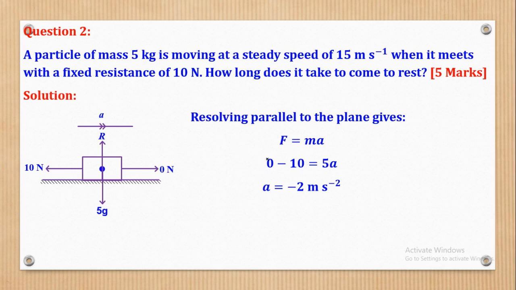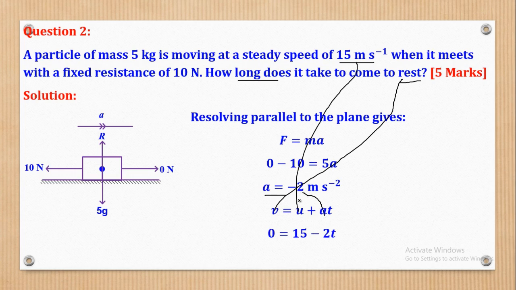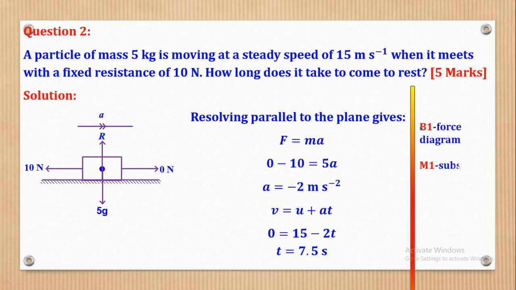Now that I've got a and I know u and I also know v, that means I can get the time taken. From the first equation of motion, my v is 0, my u is 15, and a is negative 2. When I substitute and make t the subject, I come up with t being equal to 7.5 seconds. So basically that's what they wanted, and now let's see how marks can be awarded.